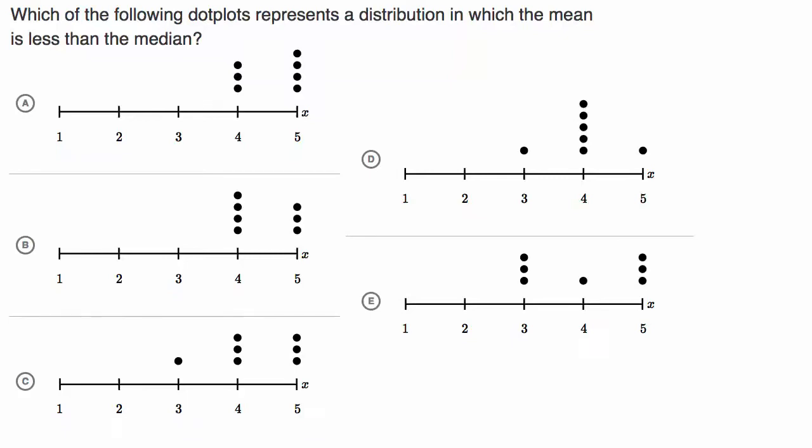We have a question here on data representation. It says, which of the following dot plots represents a distribution in which the mean is less than the median? So pause this video and see if you can answer that.